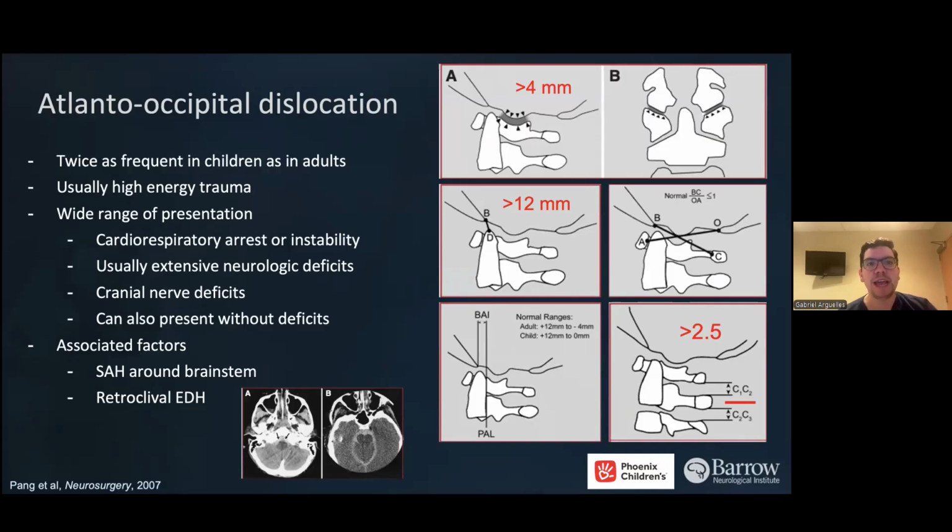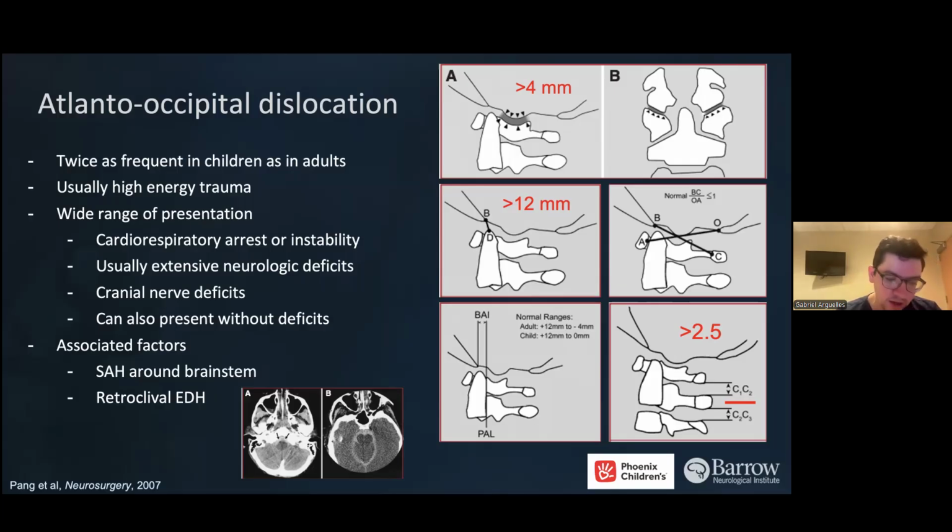And just generally, AOD is really a clinical diagnosis that can be met with MRI evidence of tectorial membrane, alar ligament disruption, but is also met with the combination of these radiographic parameters, the patient's presentation, and instability that's proven at that level. So just to briefly go over these, A and B we'll talk about more specifically in another slide because it's an important one.